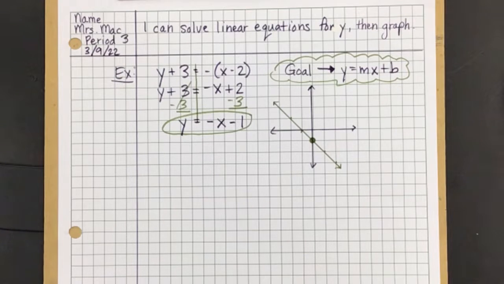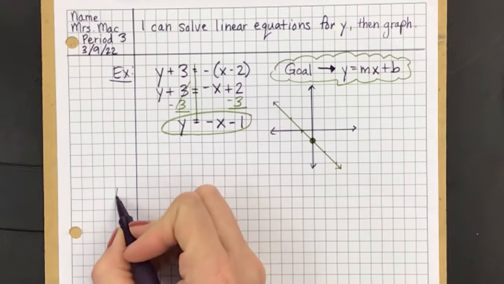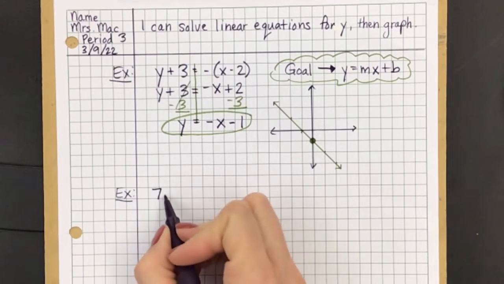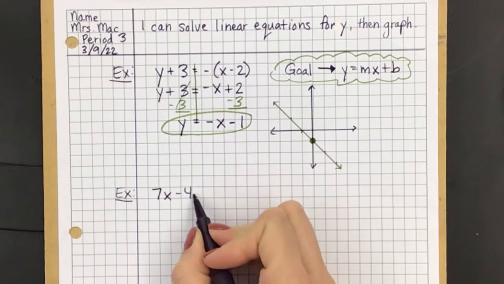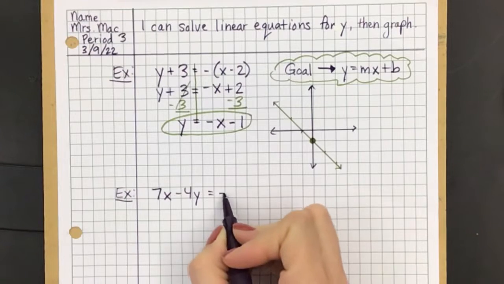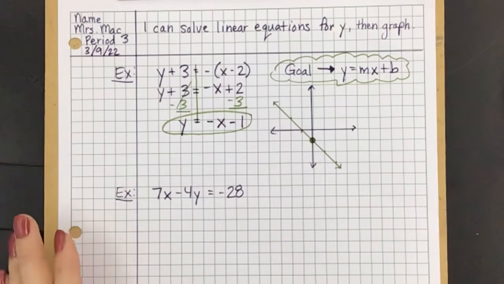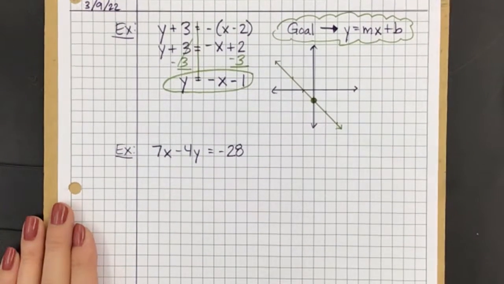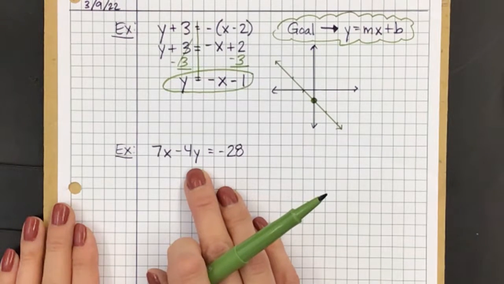Now let's take a look at an equation that is in a little bit different form than that. We have 7x minus 4y is equal to negative 28. We want to solve for y. We want this y to be all by itself.